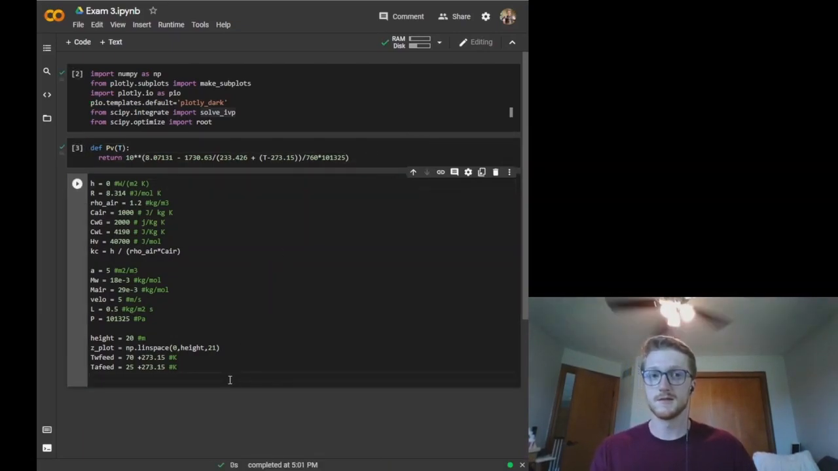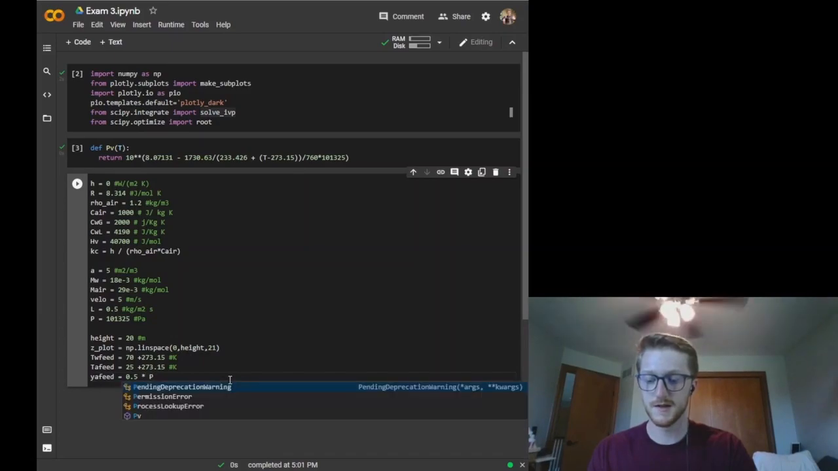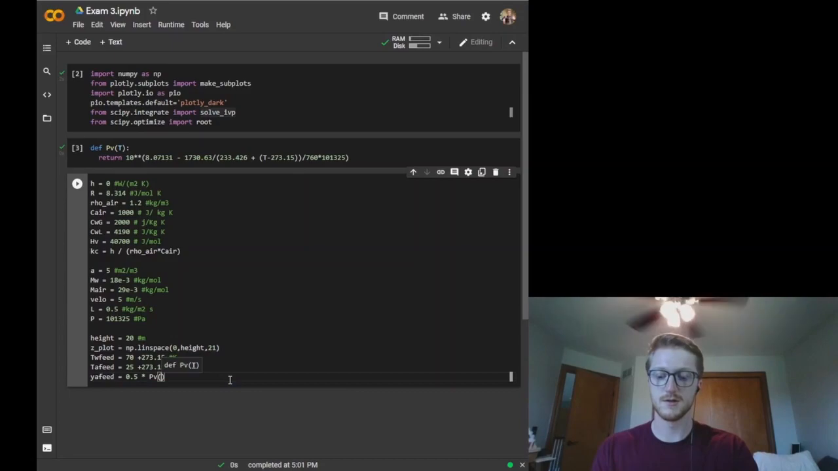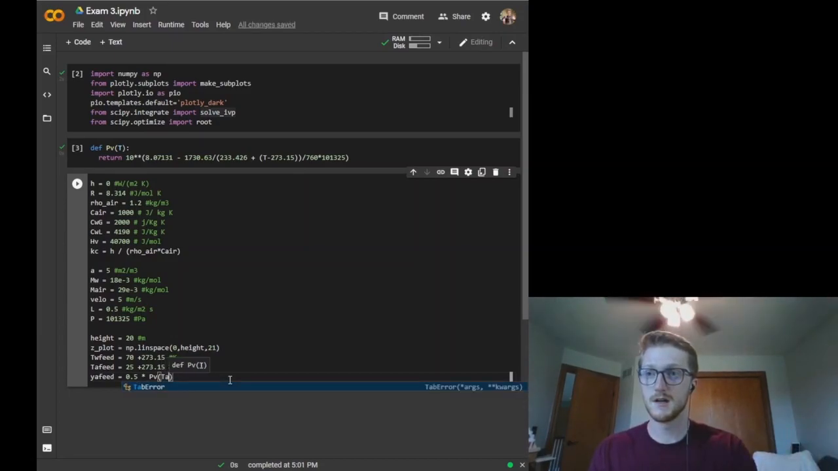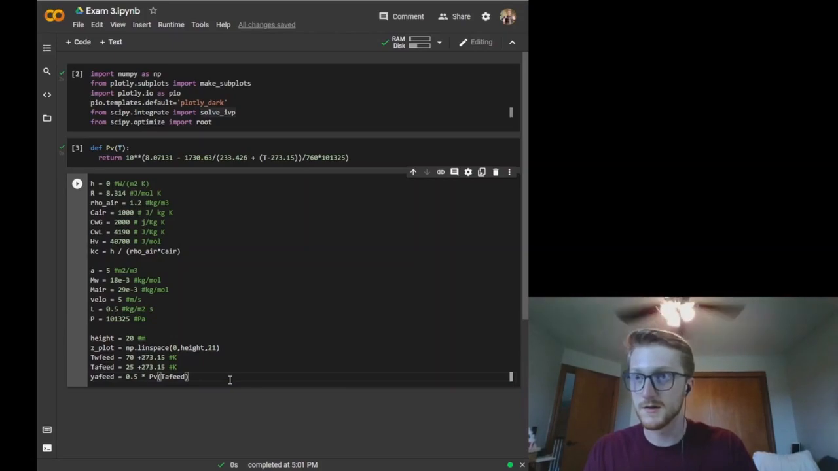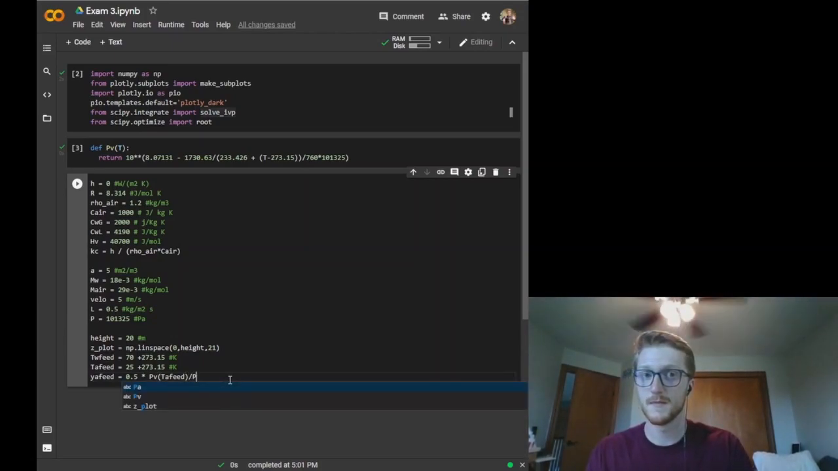Looks like we're good. And so now what we can do with those vapor pressures is define our mole fraction of water in the air, so in the feed going in. And so we can say that's equal to the humidity in this problem, which is given as 50%, so we're going to say 0.5, and that's going to be multiplied by the vapor pressure that we just defined times the temperature of your feed air, and then you want to divide all of that by the total pressure of the system, and that should be good.